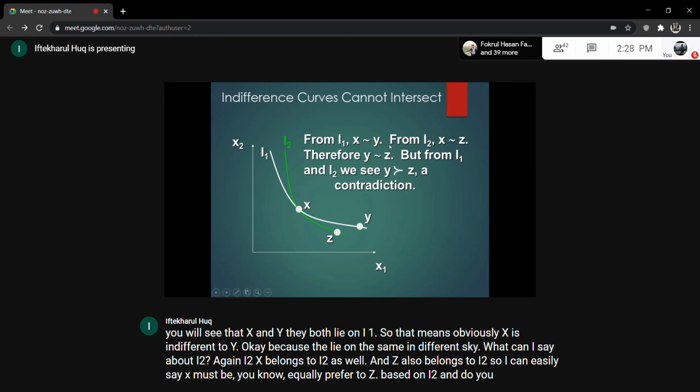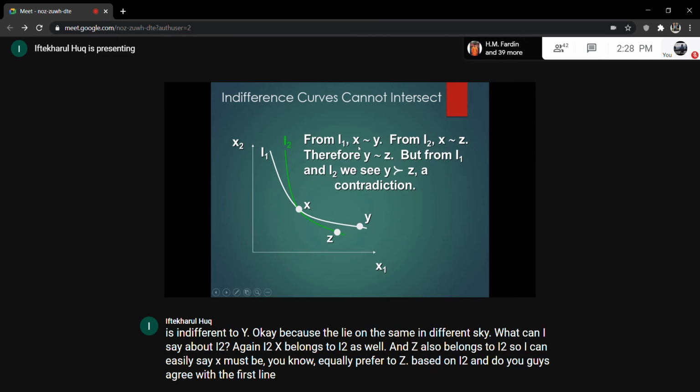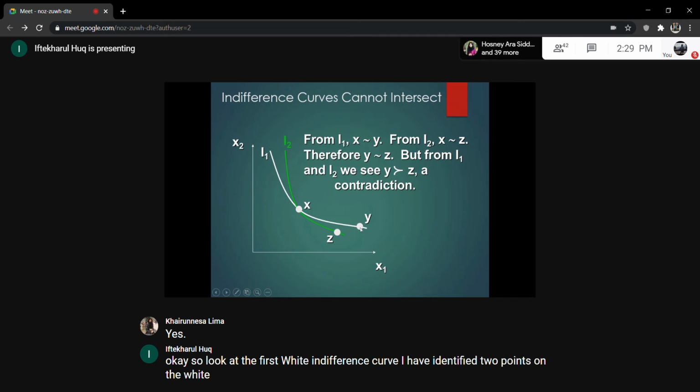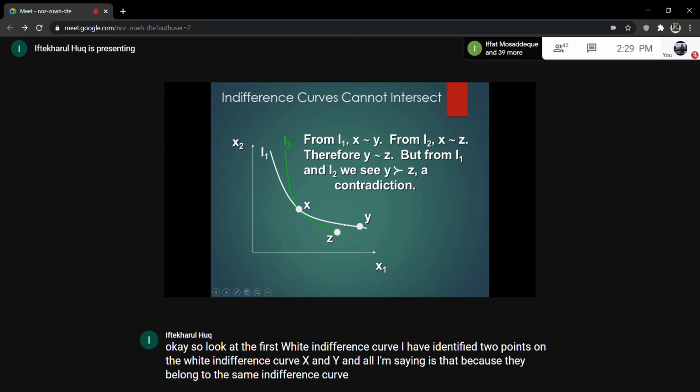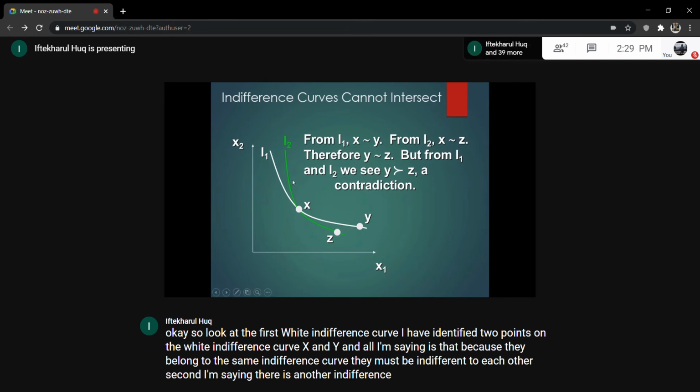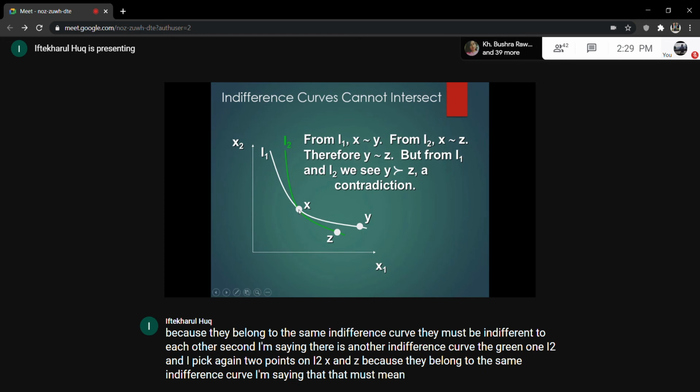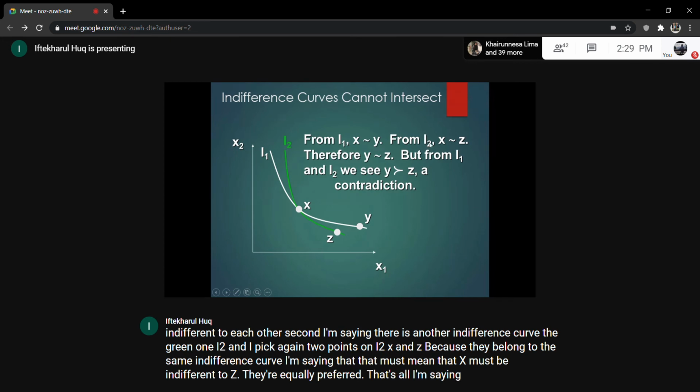Do you guys agree with the first line? Sir, can you repeat the line again? Okay, so look at the first white indifference curve. I have identified two points on it, X and Y. Because they belong to the same indifference curve, they must be indifferent to each other. Second, there is another indifference curve, the green one, I2, and I pick again two points on I2, X and Z. Because they belong to the same indifference curve, X must be indifferent to Z. They are equally preferred. That's all I'm saying on the first line.